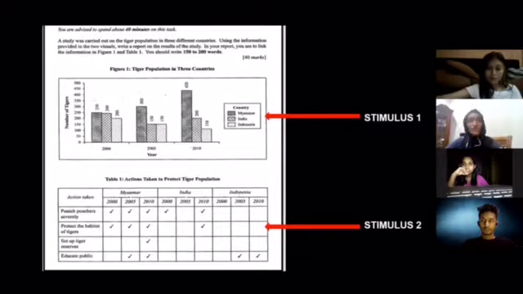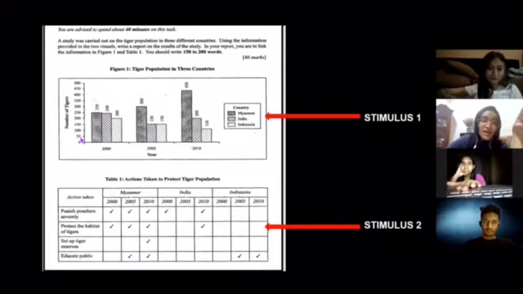You can see this first image here. There is a bar graph. It says here, figure 1, tiger population in 3 countries. You can see there are 3 countries, Myanmar, India, and Indonesia, all of which are Asian countries. On the left side, on the vertical line, it shows the number of tigers. And on the horizontal line, it shows the year: 2000, 2005, and 2010.